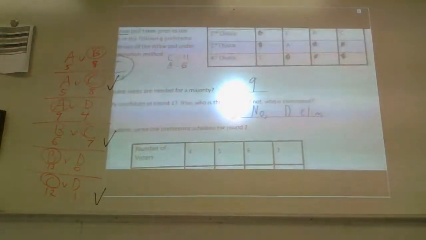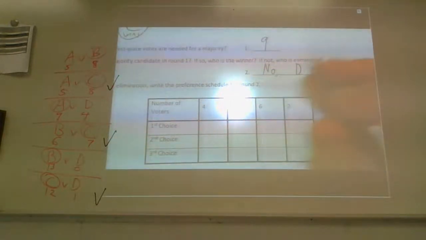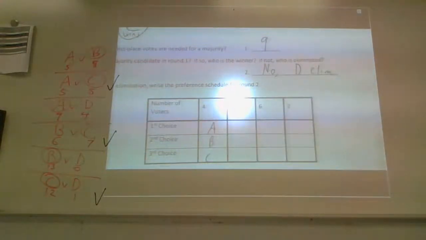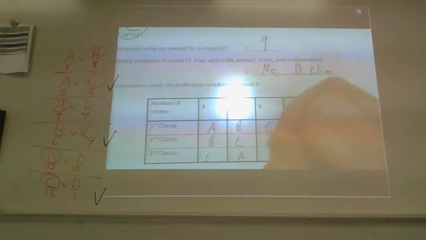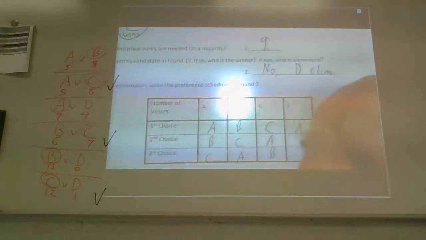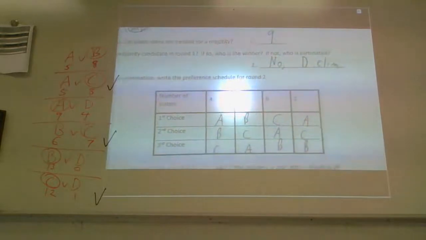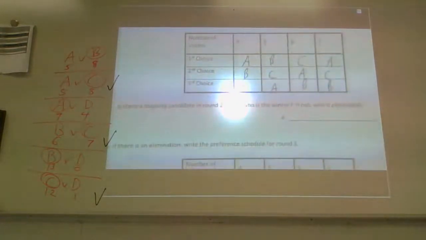If there's elimination, write the preference schedule for round 2. Okay. Let's actually do that. We've already technically done this, but I want to do it again. So it should be A, B, C, B, C, A, C, A, B, A, C, B. That is the new preference schedule once D is eliminated, which clearly didn't affect any of the first place votes. Well, let's just see what happens.